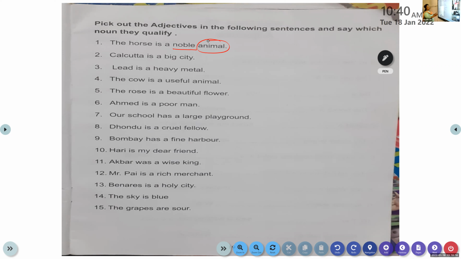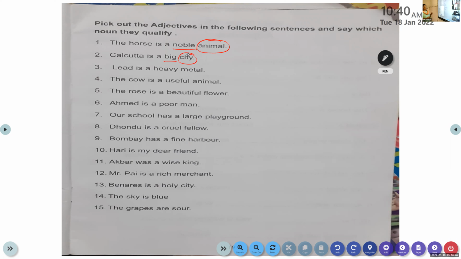Okay, very good. Okay, Abhinav, come on, Abhinav. Calcutta is a big city. Big is adjective and city is the noun. Yes. So here, Calcutta is a big city. Here, big describes the size of the city. So big is an adjective there and it describes the noun city.